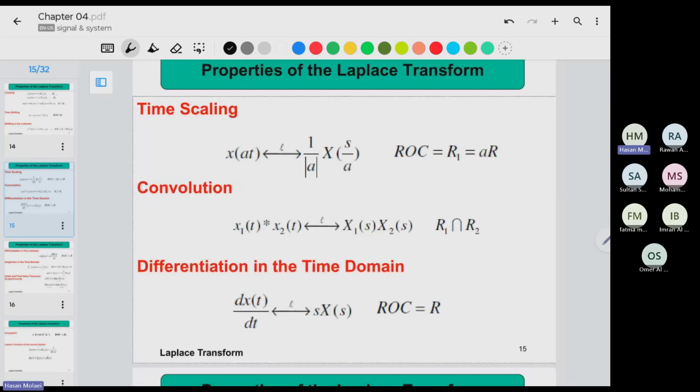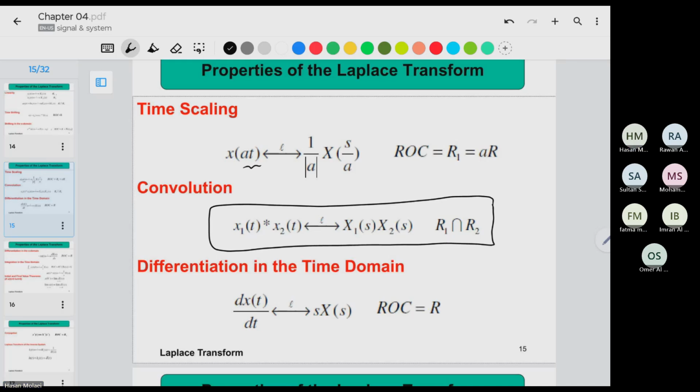If we do a scaling in time domain, what will happen in Laplace domain? If we make the signal compact in time domain, it will spread in Laplace domain, and vice versa. This is one of the most important properties.